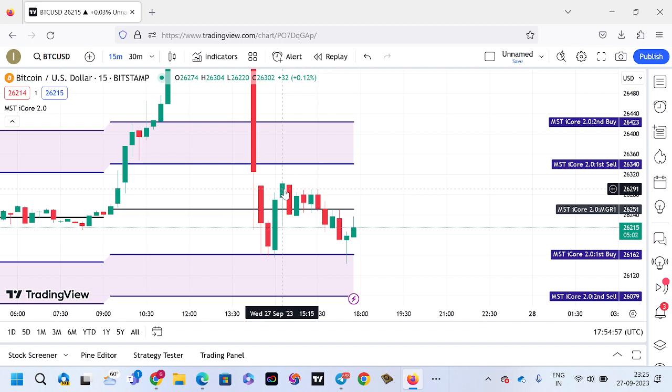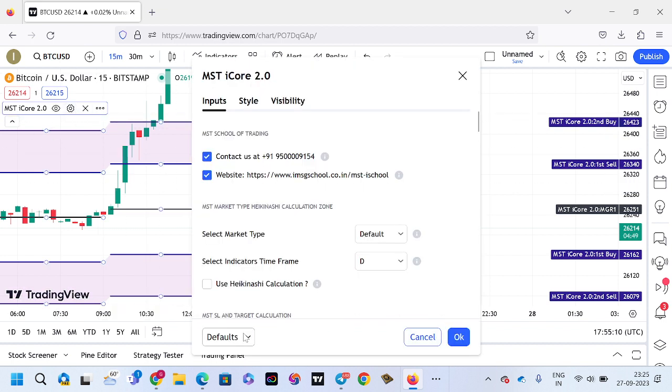How is it possible in the Forex market? The indicator is created by an Indian, but it is working for all the markets. So that is the beauty of our indicator tool. So this is with the default settings.